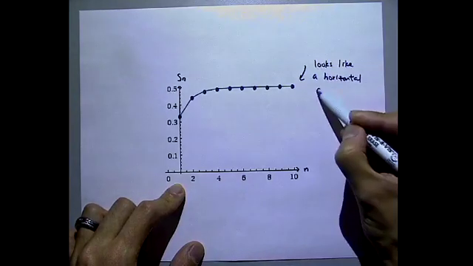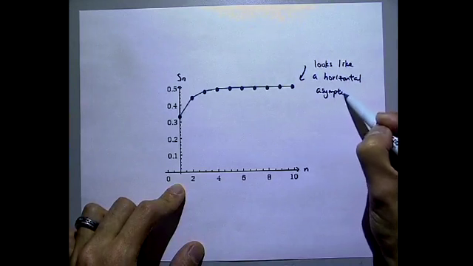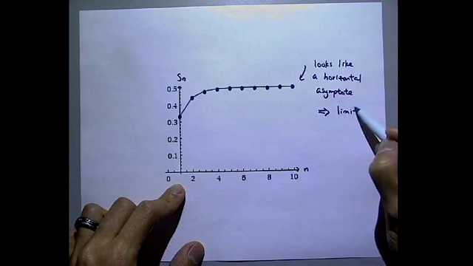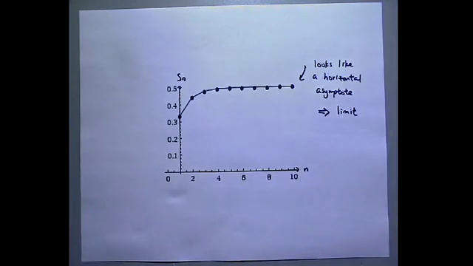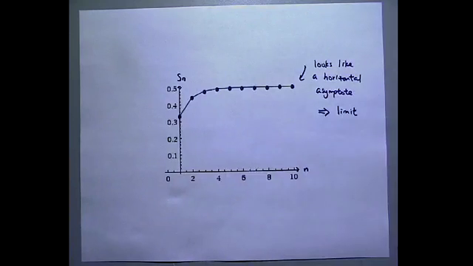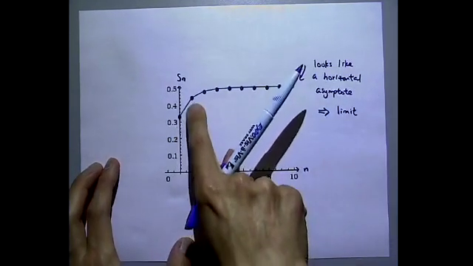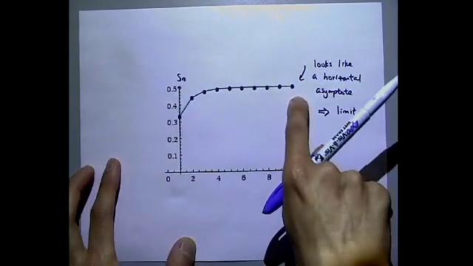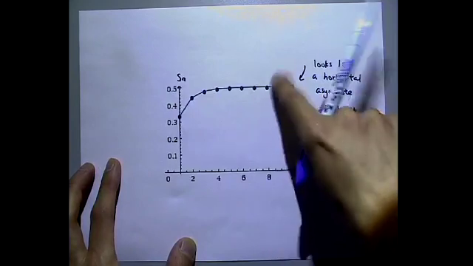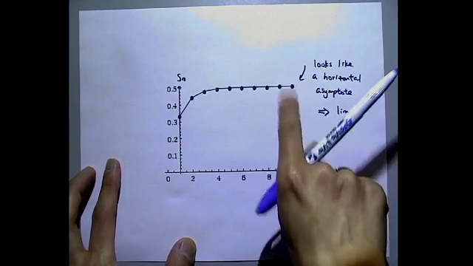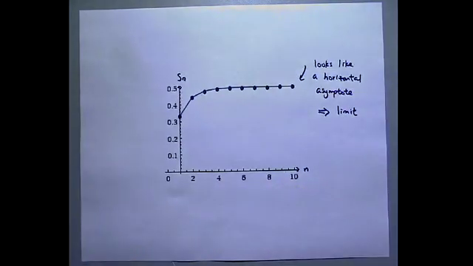It looks like a horizontal asymptote, which means that it's got some kind of limit. Because the number is settling down to something, this is a convergent series. It says that as you add more and more terms together, eventually the sum approaches about 0.5. It doesn't seem to want to go over that. In fact, it wants to go closer and closer to 0.5. So this is a very typical graph of a convergent series.